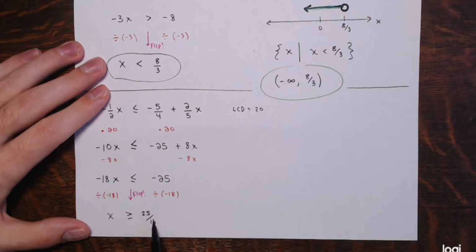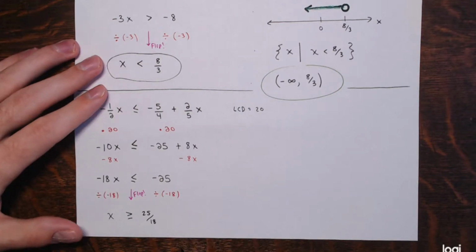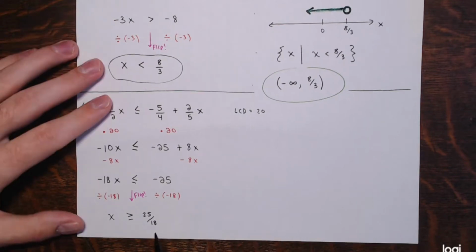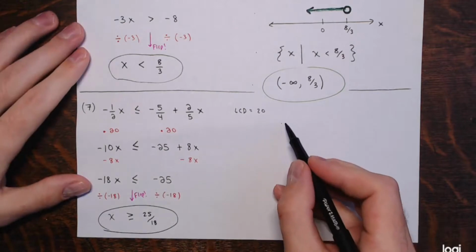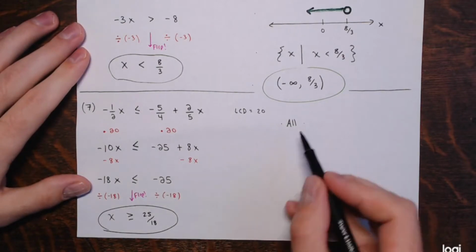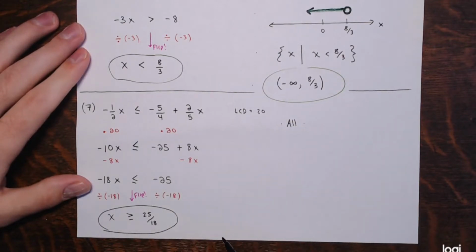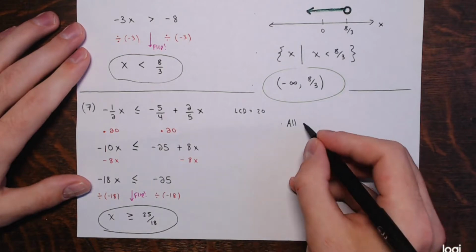25/18. And these don't have any common factor, so that's as simple as that gets. Now you could also write 1 7/18 if you want, but whatever. This is it. The variable is alone, I've solved the inequality. And if we want to describe the solutions, this is all real numbers: x can be any real number greater than or equal to 25/18.